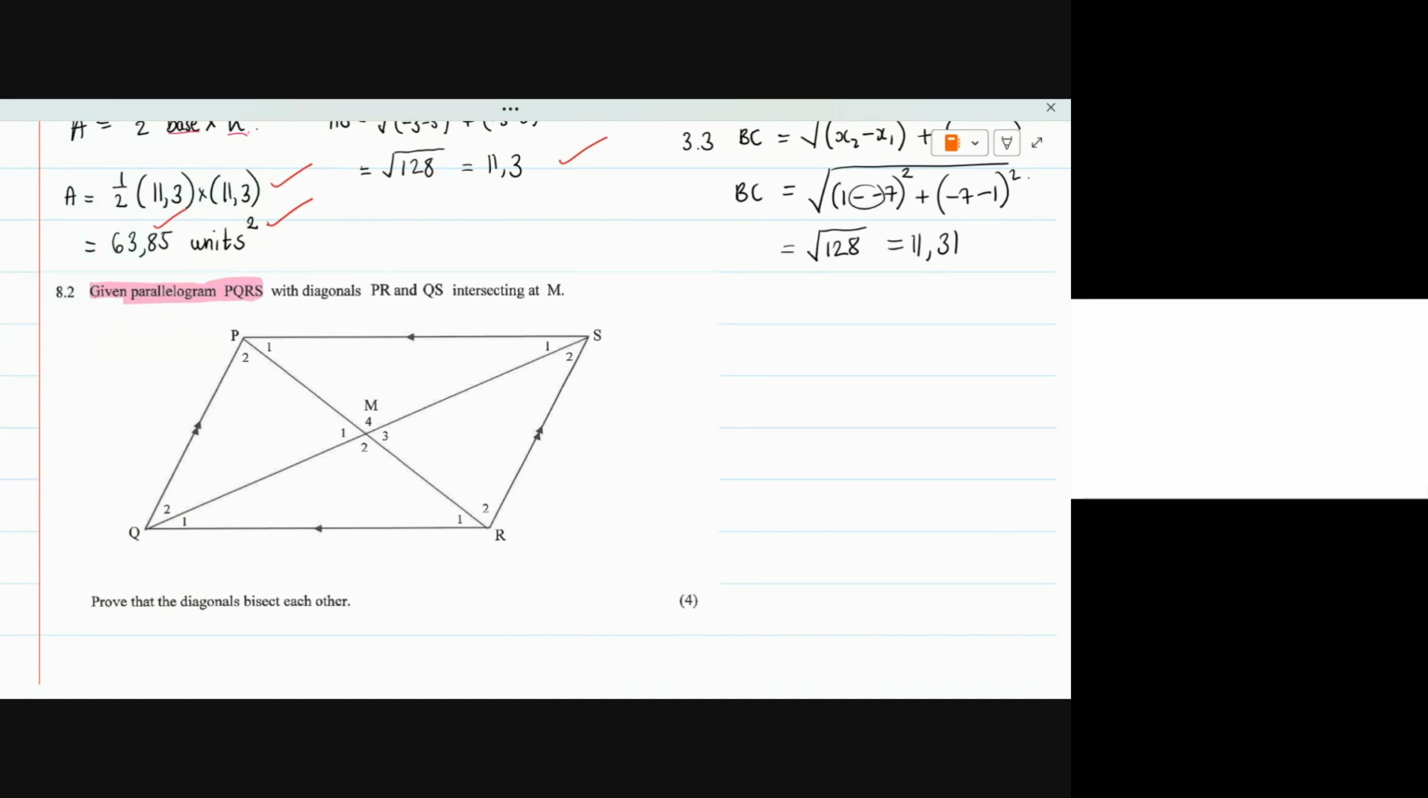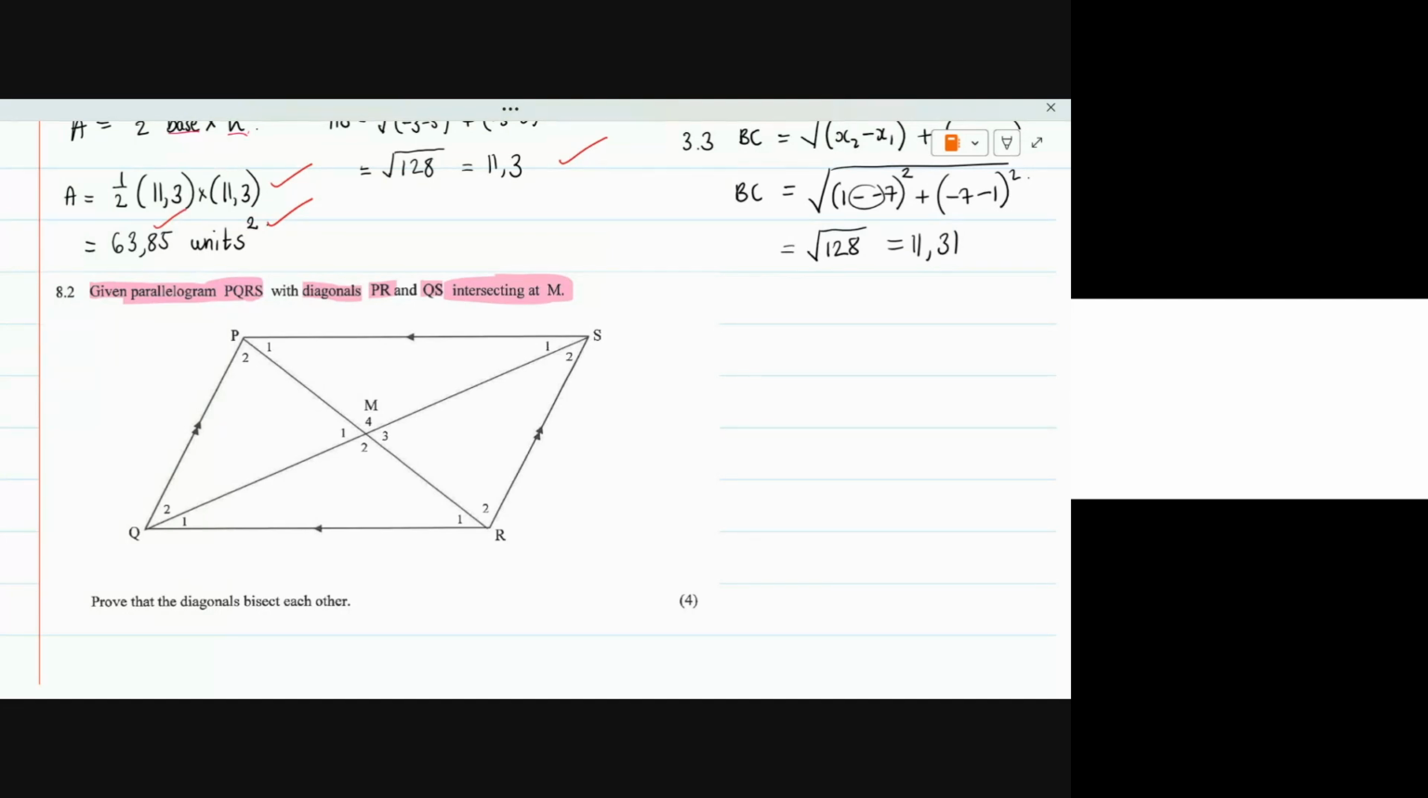Yes, Katero. It helps us highlight the properties of a parallelogram. Absolutely, my darling. Just beautiful work. Because they told us it's a parallelogram, we can already use the properties of a parallelogram, which is very helpful. Okay, good. And then they tell us that we have diagonals, PR and QS, intersecting at M.